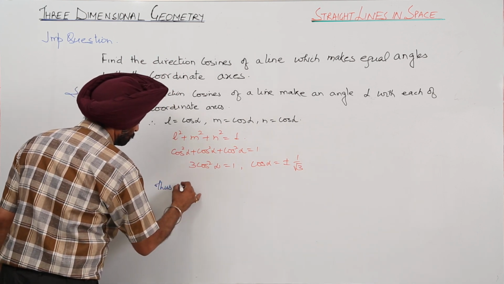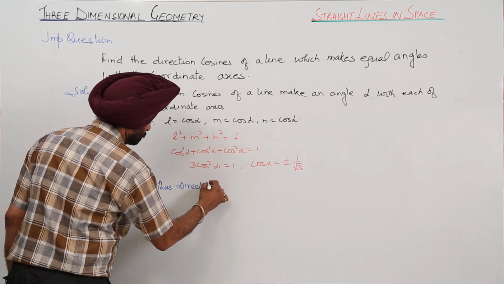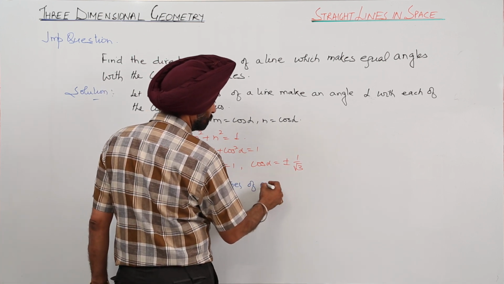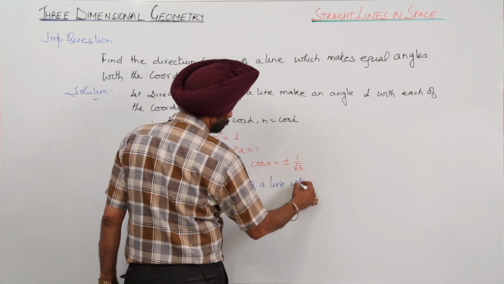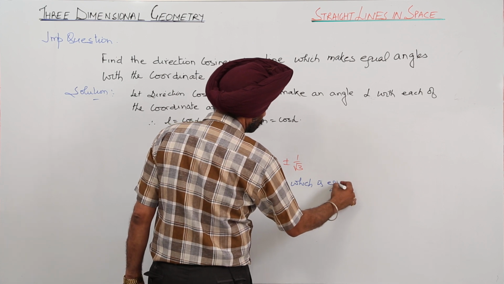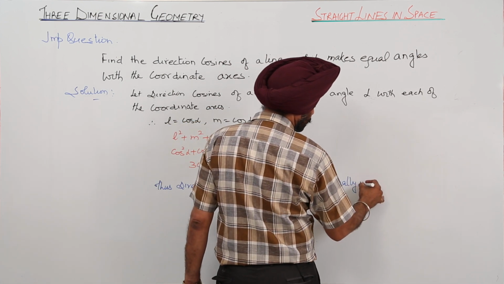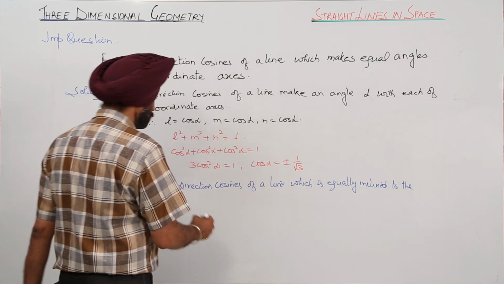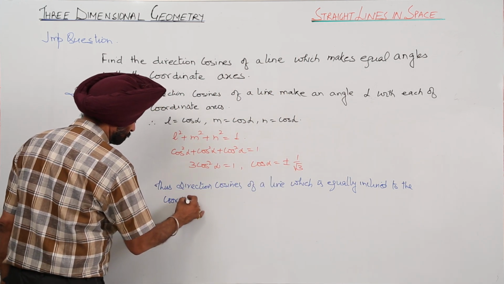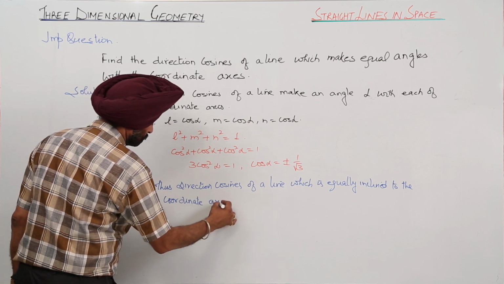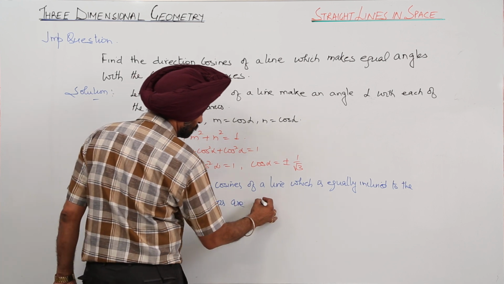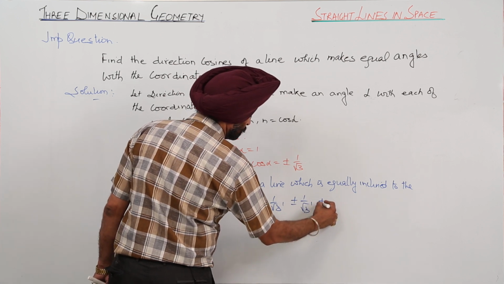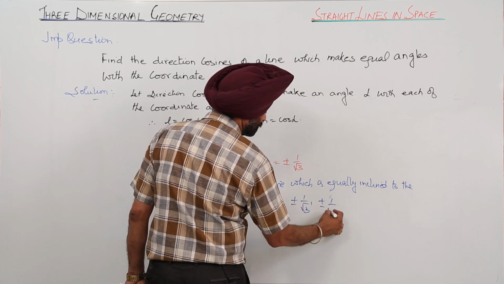Thus direction cosines of a line which is equally inclined to the coordinate axis are plus minus 1 upon square root of 3, plus minus 1 upon square root of 3, plus minus 1 upon square root of 3. Answer.